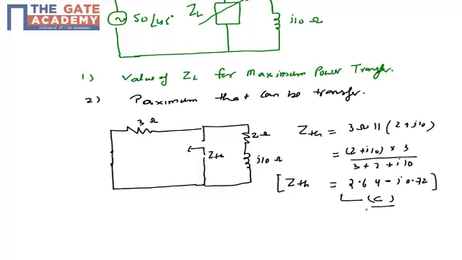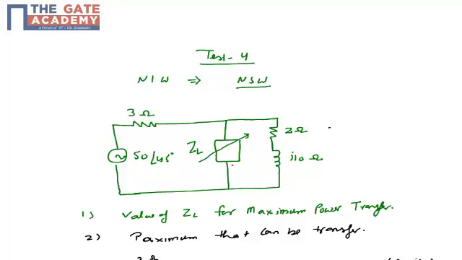For the second part, we need to calculate the maximum power that can be transferred. We know that P max is VTH whole square upon 4 RTH, a standard result. We already know RTH, because in our case it is ZTH as we have a reactive network. For a resistive network it is RTH, for a reactive network it is ZTH. The only unknown is VTH, the Thevenin equivalent voltage across ZL, which is our next task.